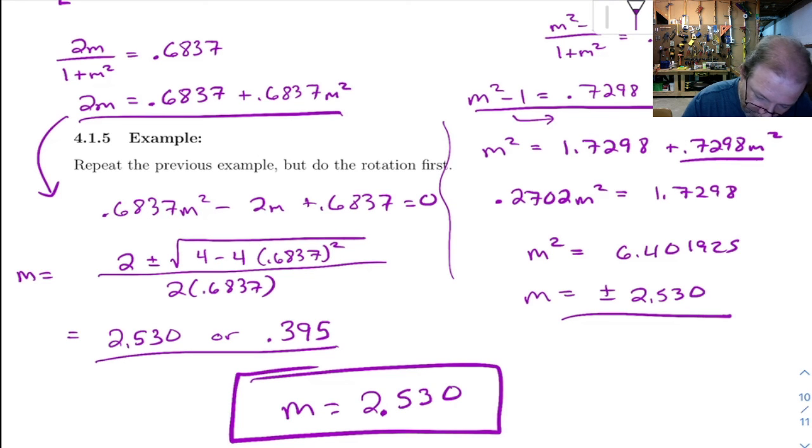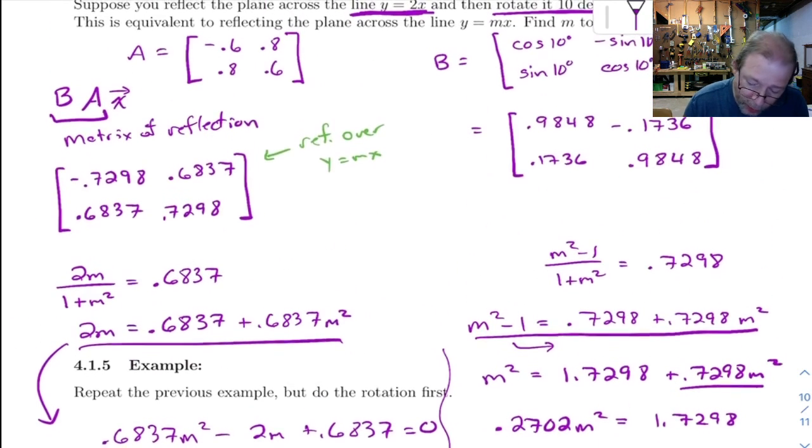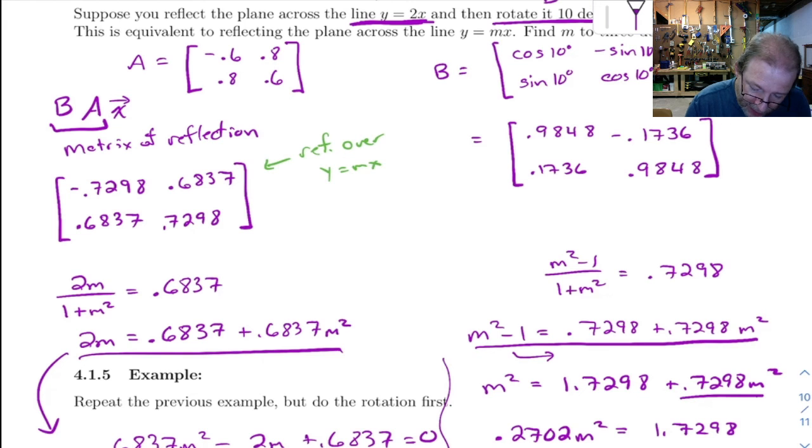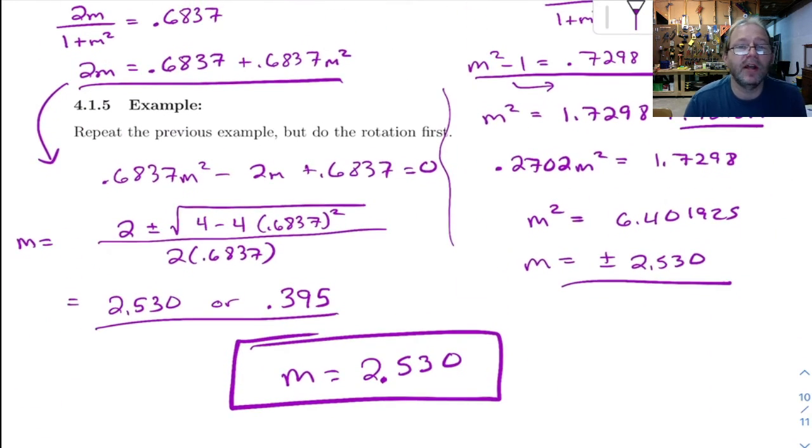The next example, 4.15, is to do the same thing but do the rotation first. If we wanted to do that, all we need to do would be come back up here, and instead of doing BA, we do the same thing with AB. But I think that's enough of this for now, so we'll stop here.